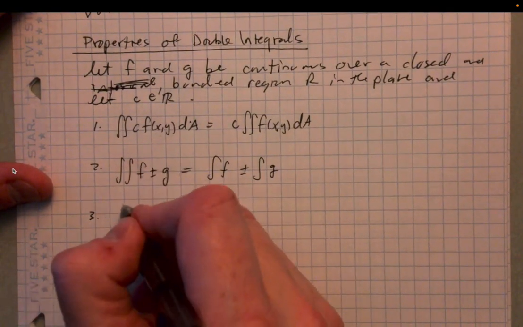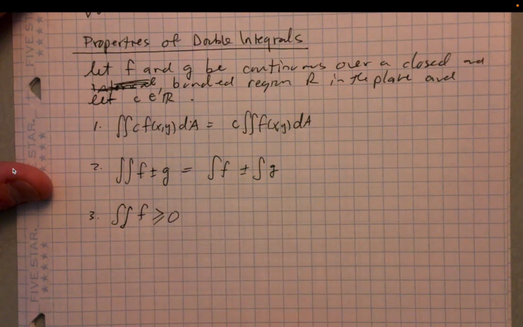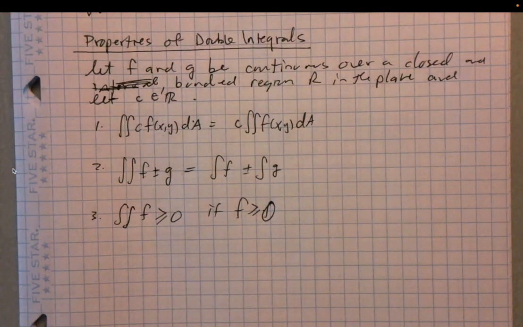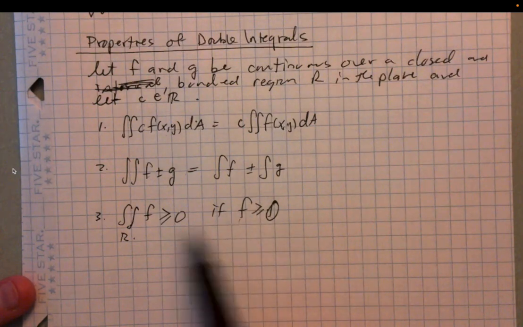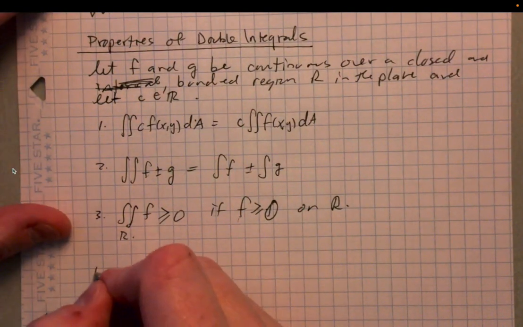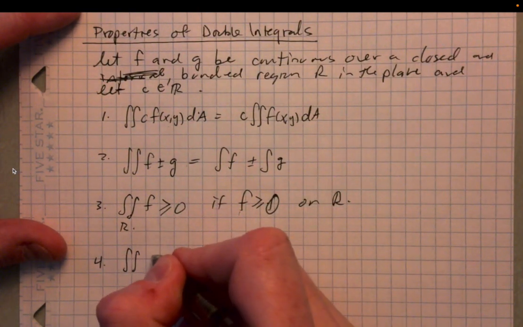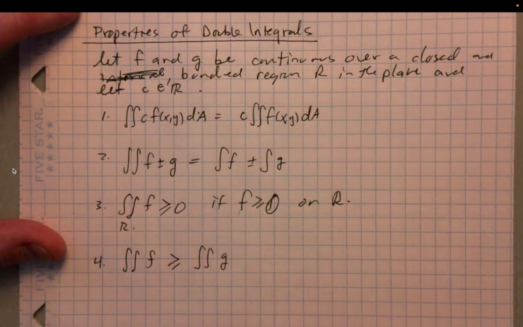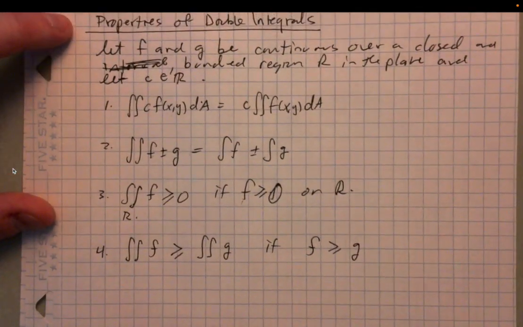Right, and the double integral of f is going to be a positive quantity if f is a positive function. So if f is greater than or equal to 0, then the double integral over f, and of course this is all in the region, this is assuming that f is positive on R. Inequality properties will hold as well. So the double integral of f is going to be greater than or equal to the double integral of g if f is greater than or equal to g. Kind of standard. You would expect that.